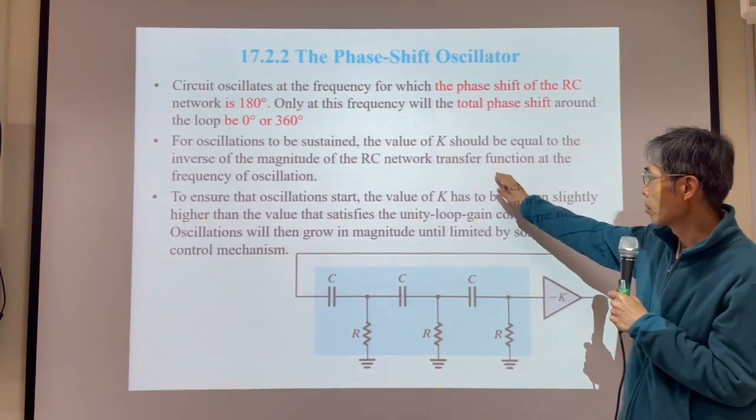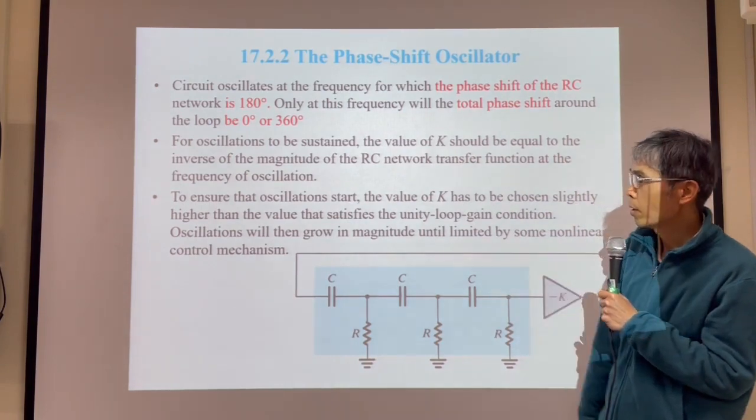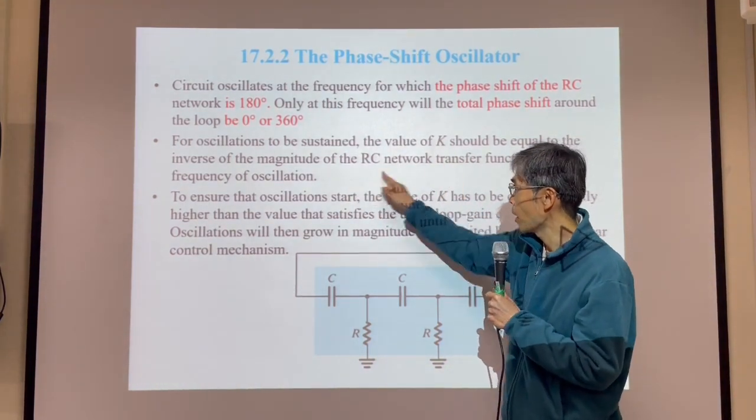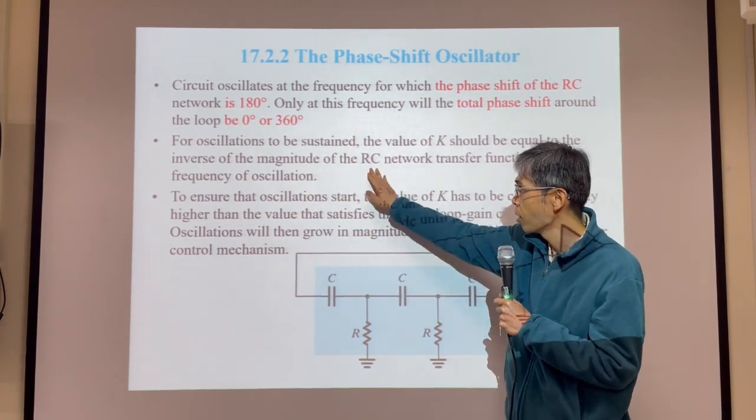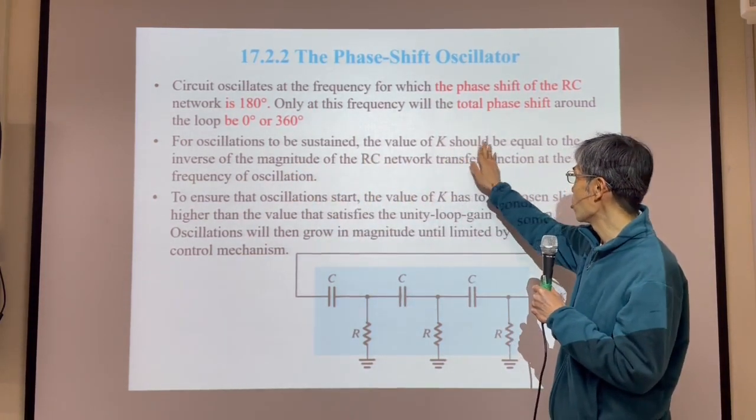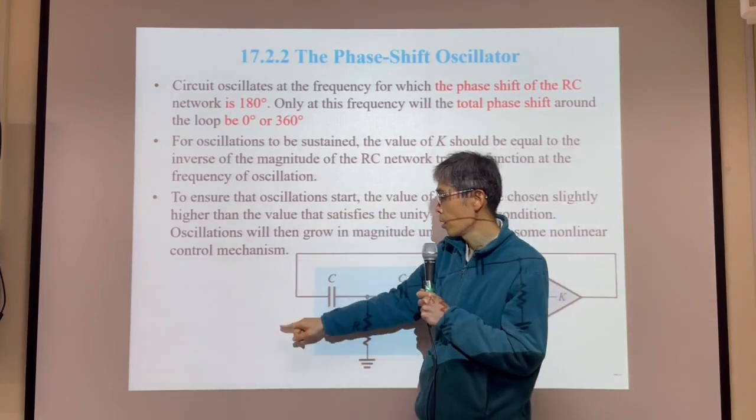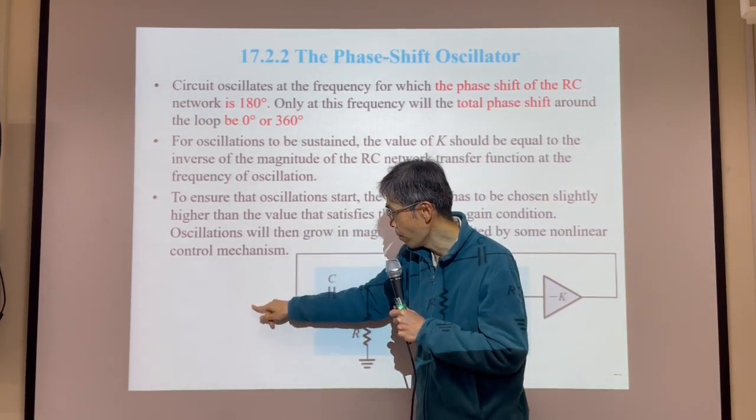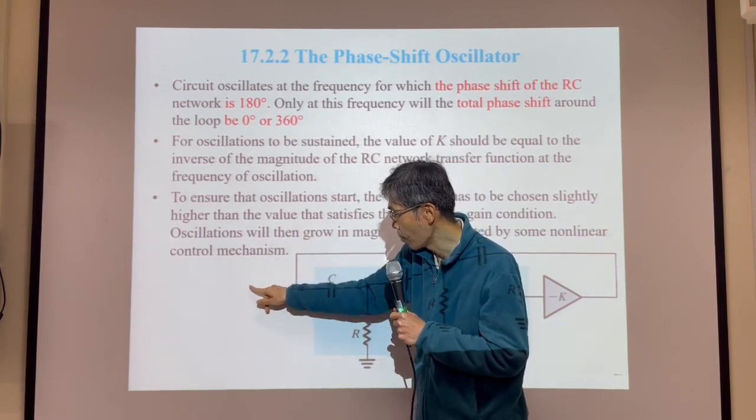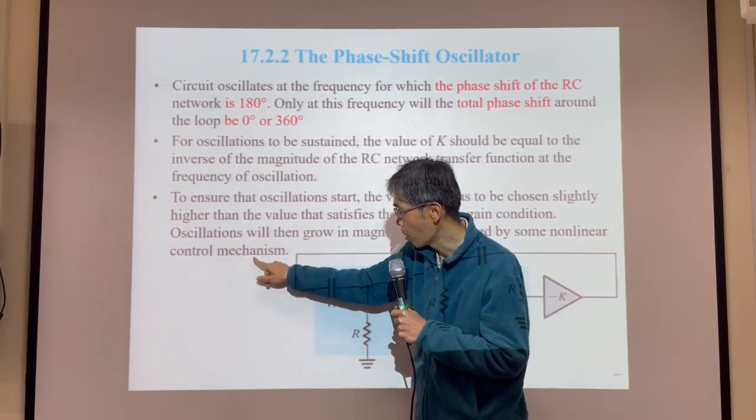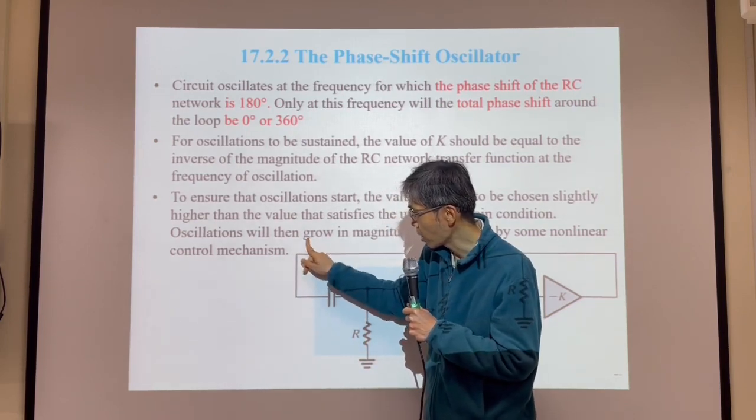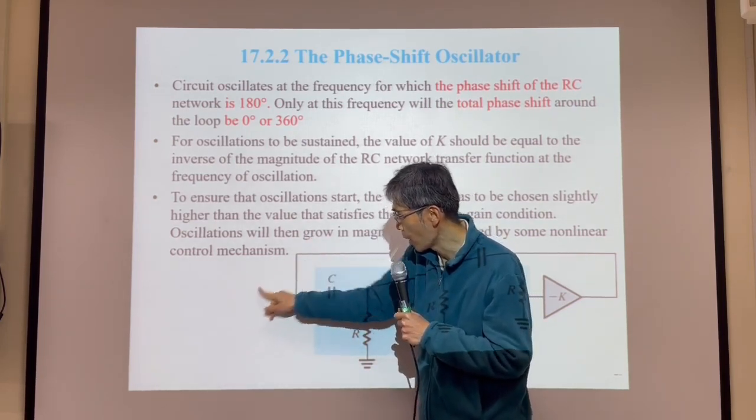The magnitude of K and the RC network transfer function magnitude: K should be the inverse. So the RC magnitude inverse is 1 over RC magnitude. So 1 over RC magnitude times RC magnitude, the RC magnitude cancels out, equal to 1.